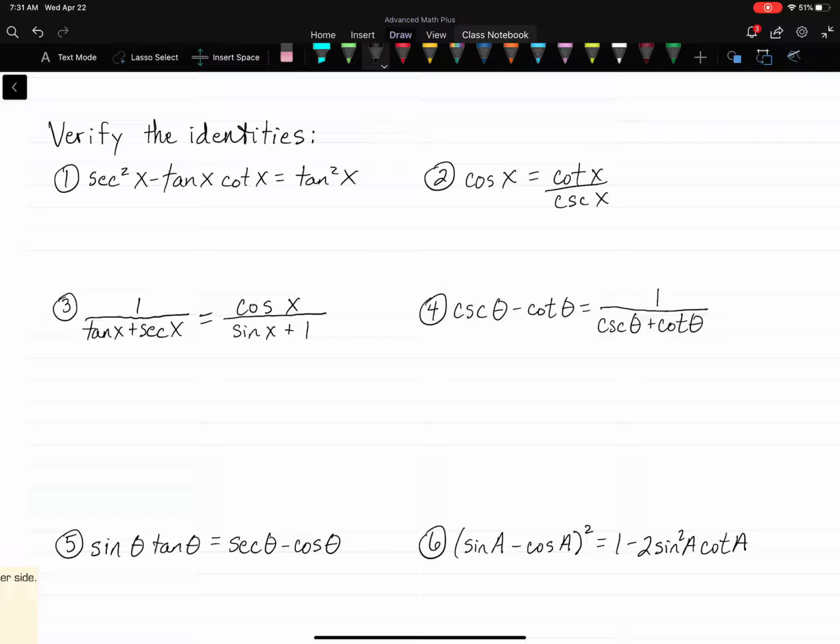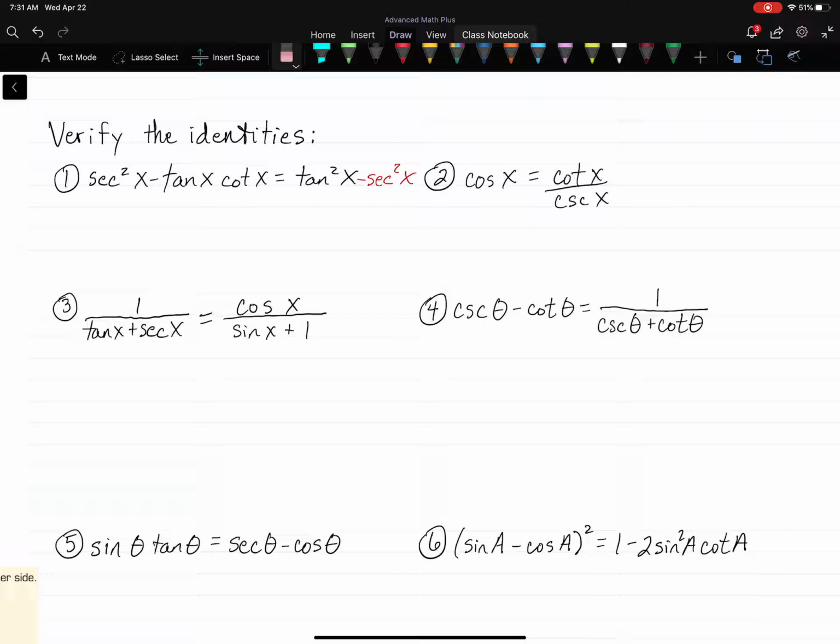For example, here's the difference. You can only work one side at a time. You can't move anything from the left side. Say if I wanted to move that secant squared x over to this side, I can't do that because then I'm assuming that they are true. And you can't assume they're true. You're trying to prove that it's true. So you can't make any assumptions like that.